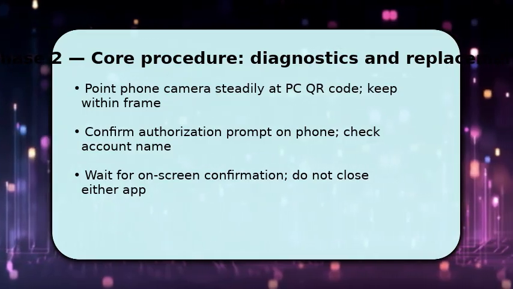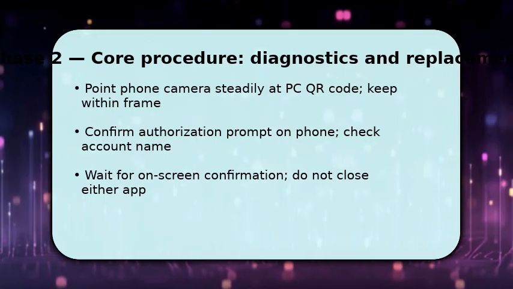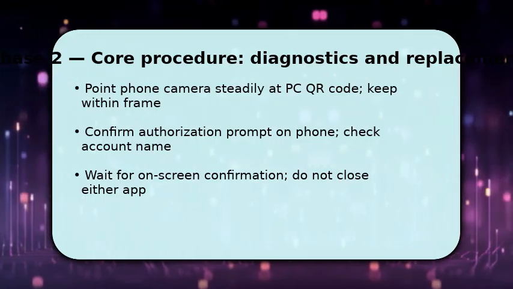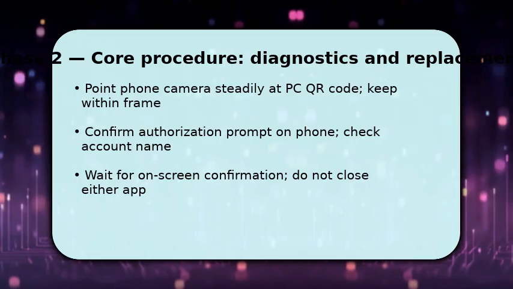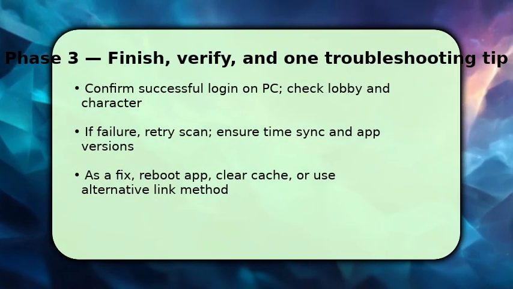After authorization, watch for the success message on both devices. Make sure not to close the browser or the app while the exchange finishes. Finish by checking the PC shows your PUBG lobby and character. That confirms the QR handshake succeeded.